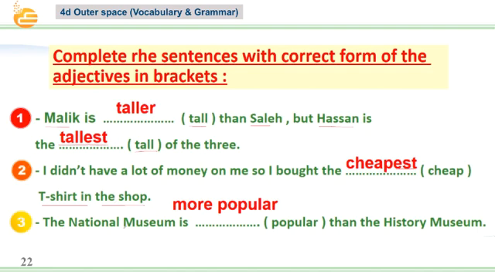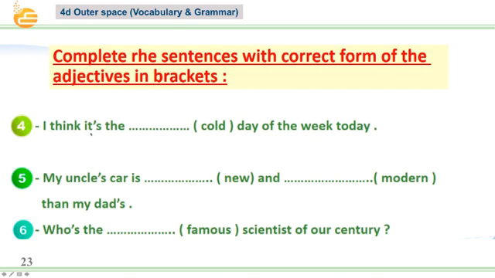Three, the National Museum is more popular. We use more here, popular, because it is a long adjective, and we are comparing between the History Museum and the National Museum. Okay. Number four, I think it's the blank day of the week today. Number five, my uncle's car is blank and blank than my dad's. Number six, who's the blank famous scientist of our century?